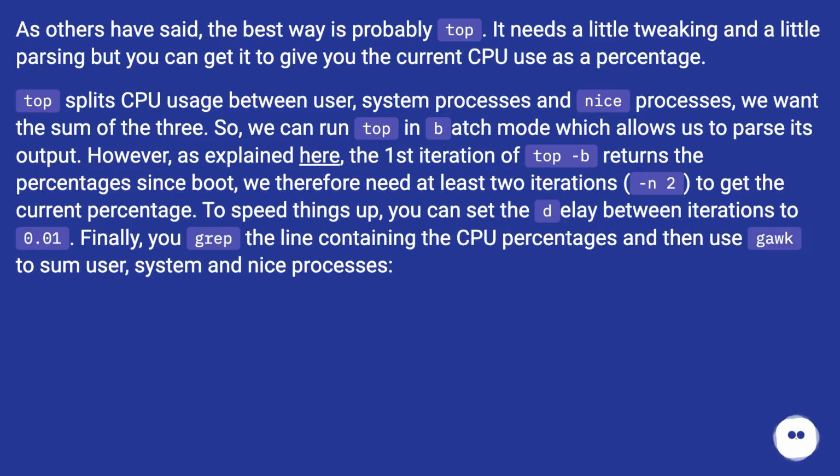So, we can run top in batch mode, which allows us to parse its output. However, as explained here, the first iteration of top -b returns the percentages since boot. We therefore need at least 2 iterations, -n2, to get the current percentage. To speed things up, you can set the delay between iterations to 0.01. Finally, you grep the line containing the CPU percentages and then use gawk to sum user, system and nice processes.